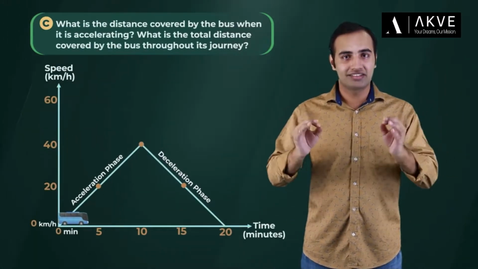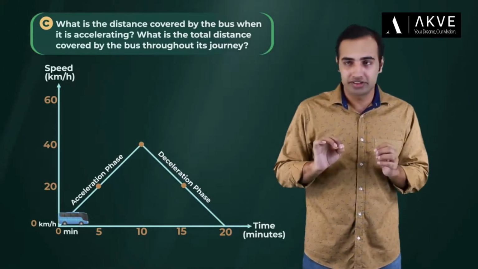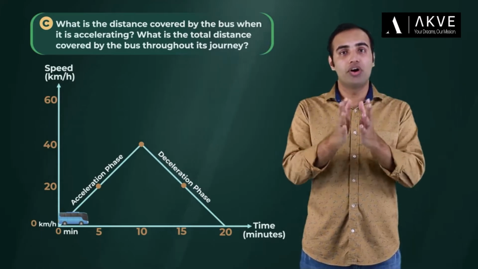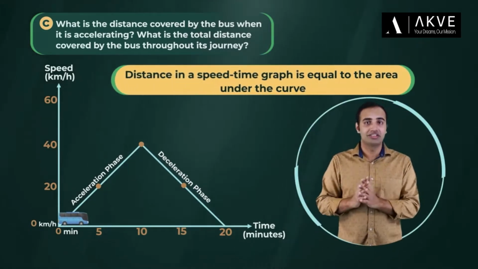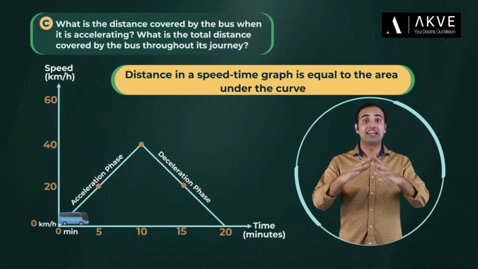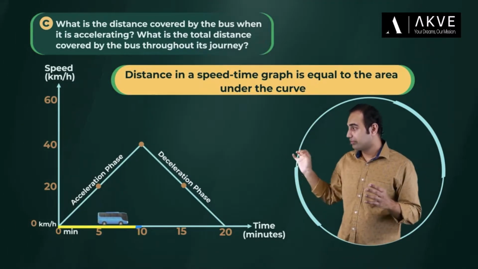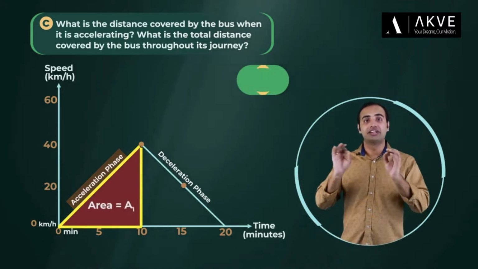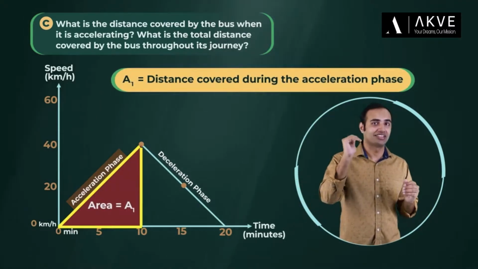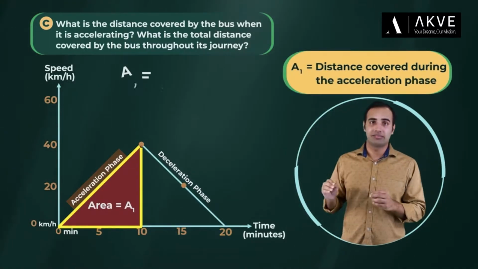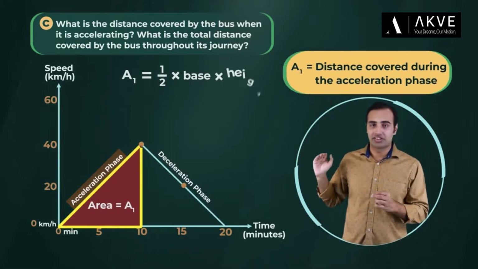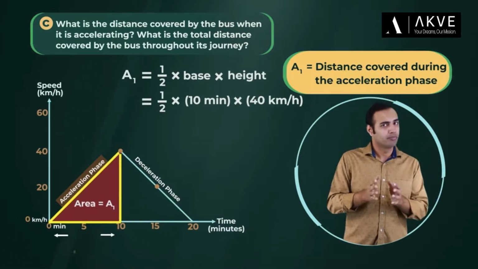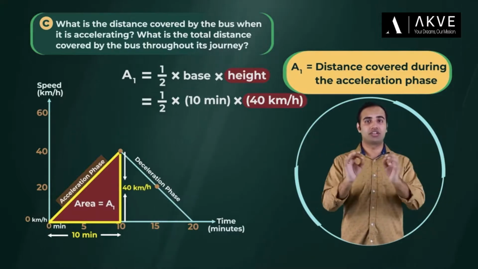Now, part C asks us to calculate the distance covered by the bus during the acceleration phase as well as throughout the course of its journey. Now, you already know that you can calculate distance from the speed time graph by looking at the area under the curve. Now, from 0 to 10 minutes, the bus was accelerating. So, the area of the half triangle that I've highlighted over here gives us the value of distance during the acceleration phase. Now, this area is nothing but half base into height, which comes out to be 1 by 2 multiplied by 10 minutes multiplied by 40 kilometers per hour. Base here is 10 minutes and height here is 40 kilometers per hour.